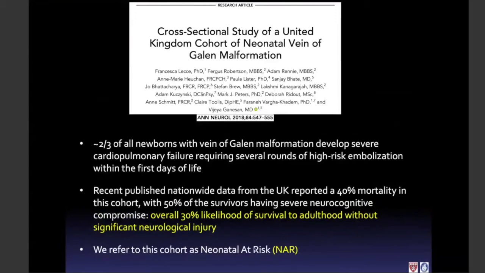What they found is that about 2/3 of all the newborns born with this condition present with the acute presentation with acute heart failure at birth. And they're a very experienced group, extremely skilled, and even in their hands, in that 2/3 fraction of all patients who present as sick neonates, there's about a 40% mortality. And of the 60% who survive as a result of the embolization, about half of them will have severe neurocognitive impairment. So if you put those numbers together, there's less than a 1/3 likelihood in this cohort of severe presenters of survival to adulthood without significant neurologic injury.